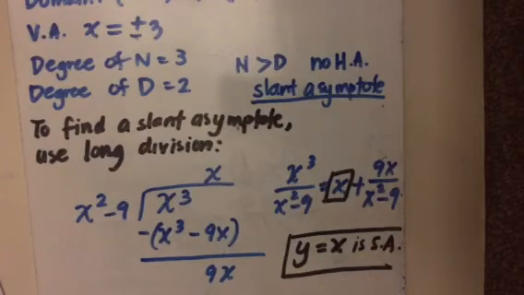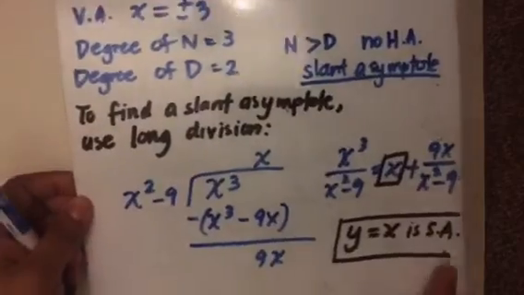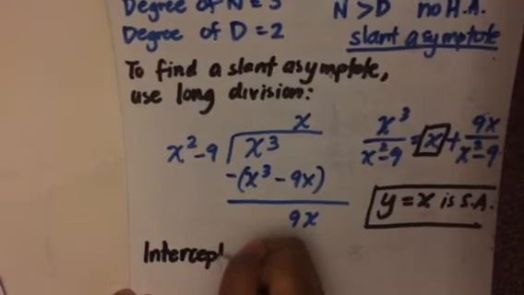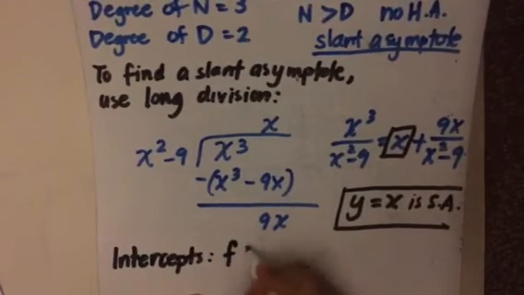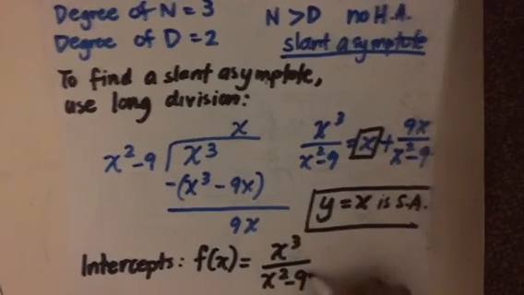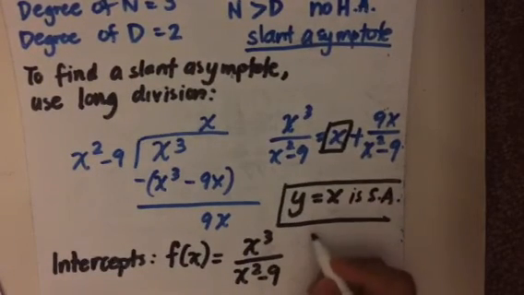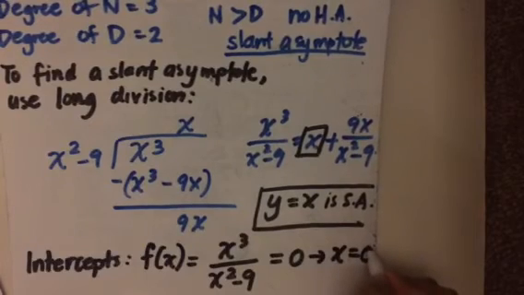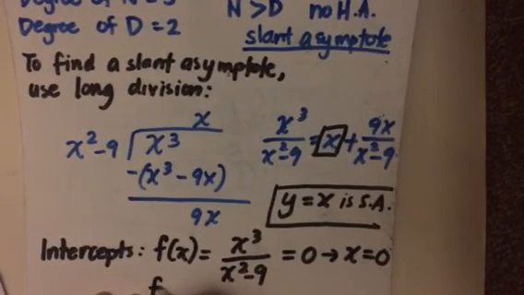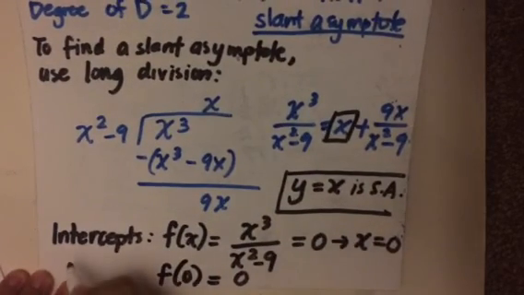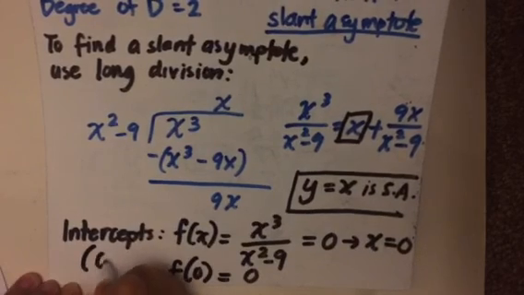Okay, so the next thing that we will find are the intercepts. Let me write the function again right here. Remember that it's x cubed over x squared minus 9. So to find an x-intercept, we set this equal to 0. And so what we get is just x equals 0. And if I plug in 0 for x, all I also get is 0. So the only intercept that I'm going to get, and it's both an x and y intercept, would be 0, 0.